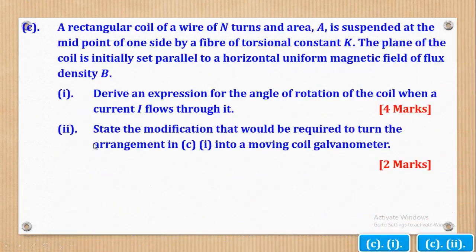Now we shall go to part C, Roman 2. Roman 2 says, state the modification that would be required to turn the arrangement in C Roman 1 into a moving coil galvanometer.